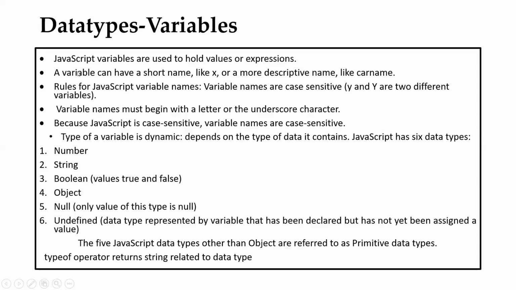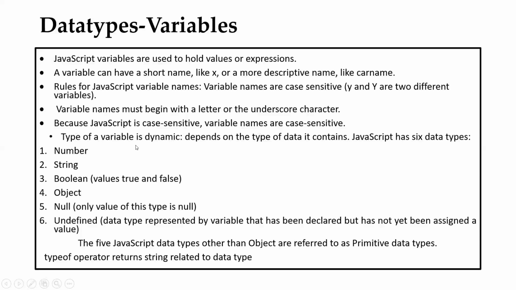So, data types and variables. JavaScript variables are used to hold values or expressions. A variable can have a short name like a, or a more descriptive name. The rules for JavaScript variable names: the variable names are case sensitive, so capital letters and small letters give two different variables. Variable names must begin with a letter or underscore character.